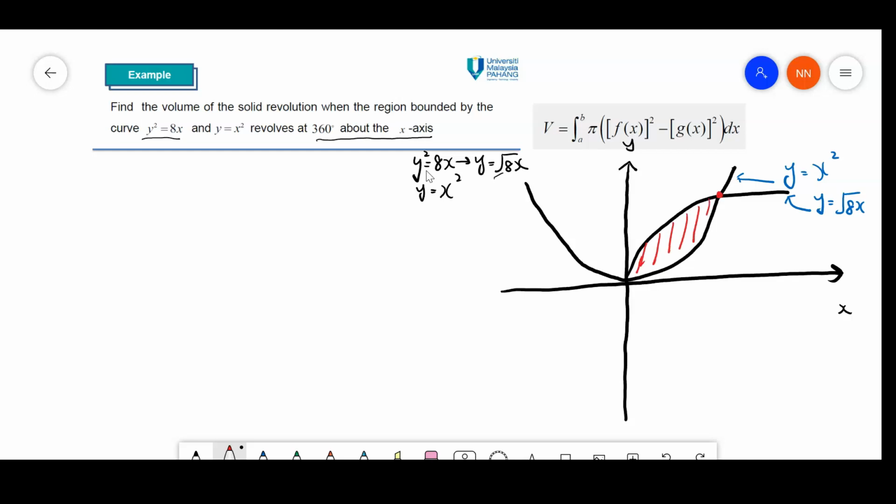Next we need to calculate the point of intersection here in order to know the limits of integration, or in order to find the interval of x. Now you want to revolve this region about the x-axis, 360 degrees. This will give you a solid. You will have another region here when you rotate. This will give you something like this.